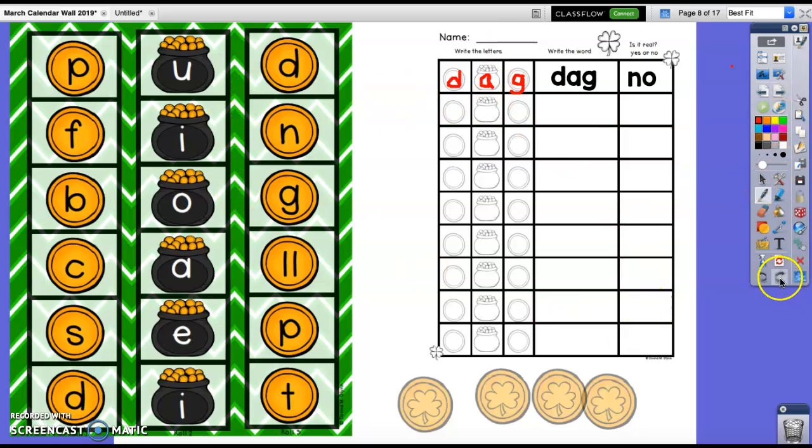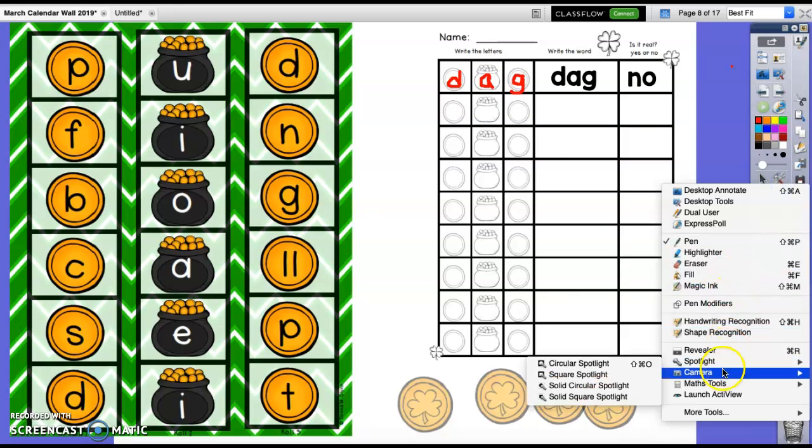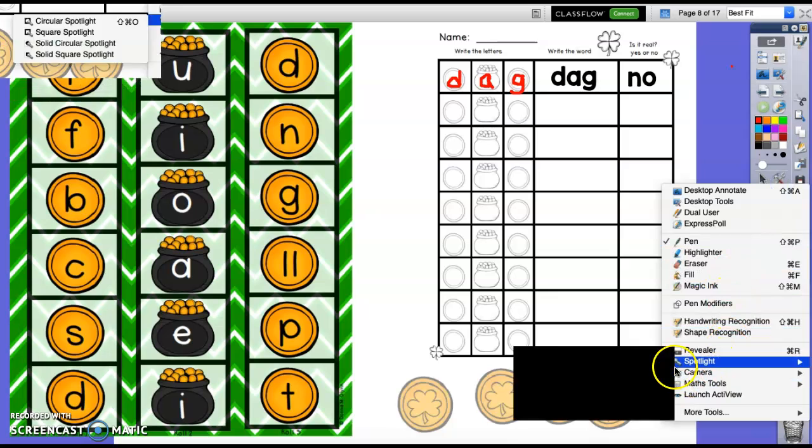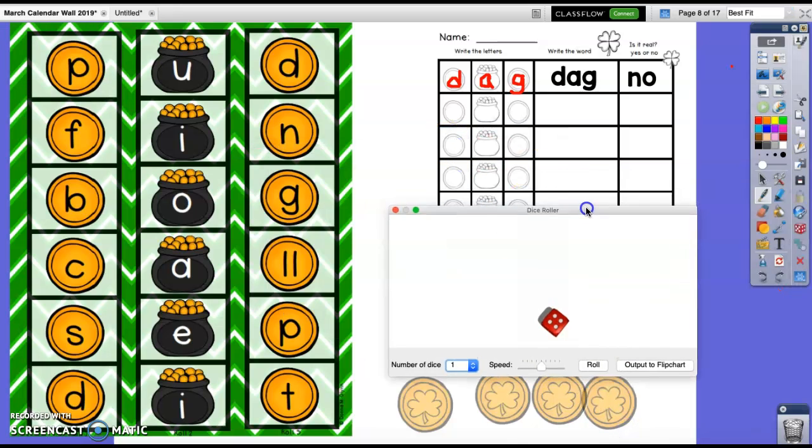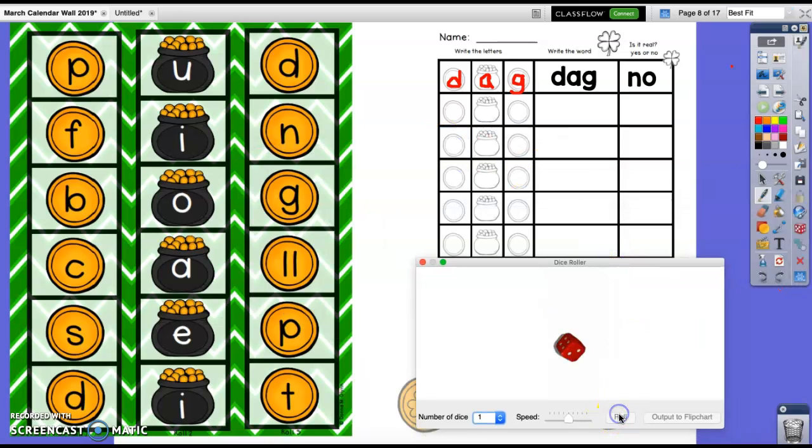Okay, I need my dice for this. We have 3 rows, and we're going to get a letter for each row. So we're going to roll our dice. I rolled a 6, so we're going to go 1, 2, 3, 4, 5, 6. We're going to put a D. Okay. I'm going to roll my dice again. I rolled a 5. 1, 2, 3, 4, 5. What letter did we get? E.